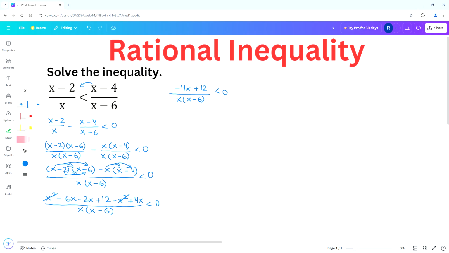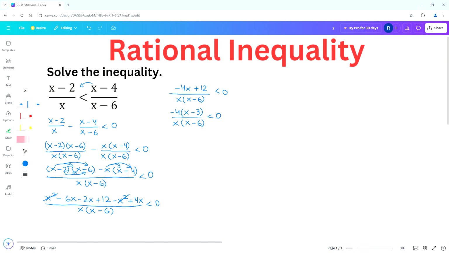Next, we can do common factoring in the numerator. We can factor out negative 4. This is the simplified form of the given inequality.